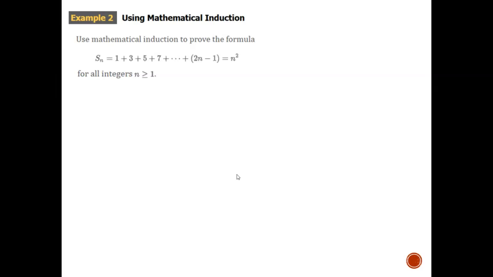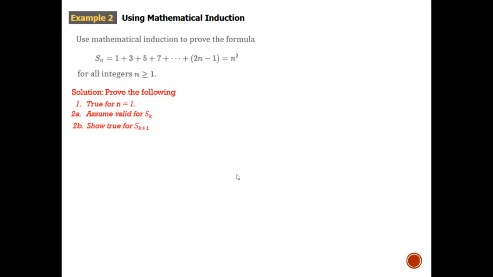We're going to use mathematical induction to prove this formula here. So we have S sub n, which is a sum. You have a sum of all these numbers, 1 plus 3 plus 5, all the way on. Keep going, and the formula there ends up being 2n minus 1 for each number. It says that it equals n squared. So we're proving that. Does that work, right? We're proving that works for all integers n greater than or equal to 1.